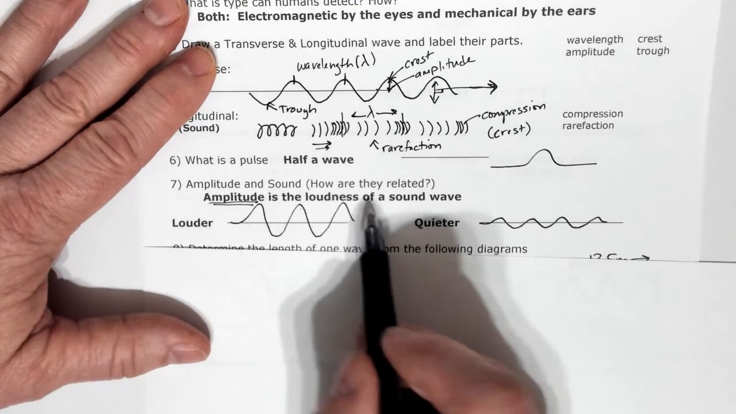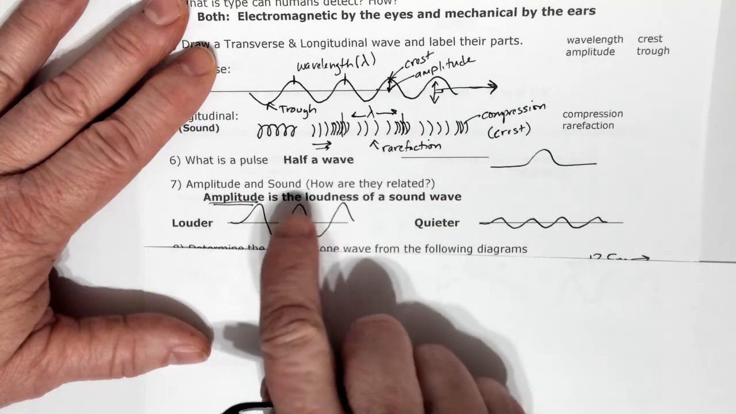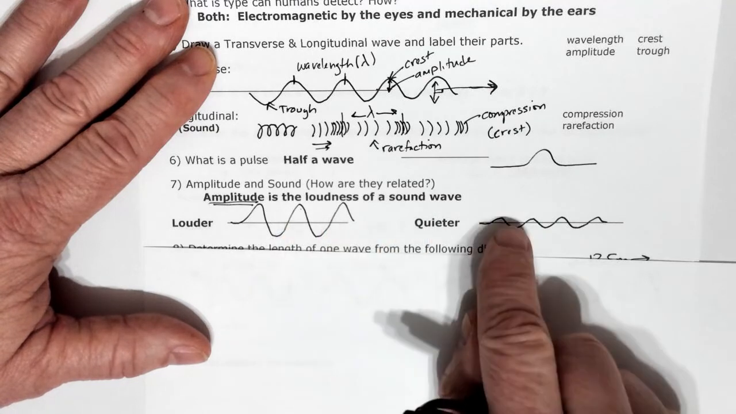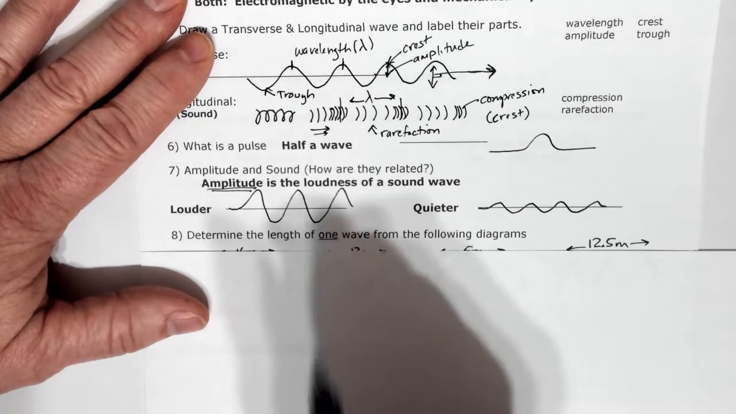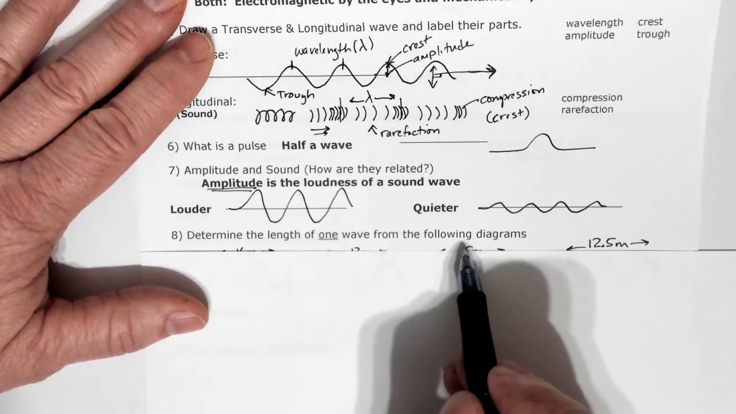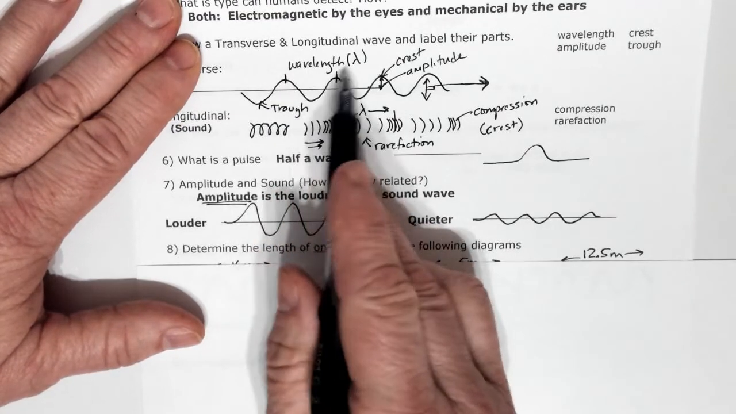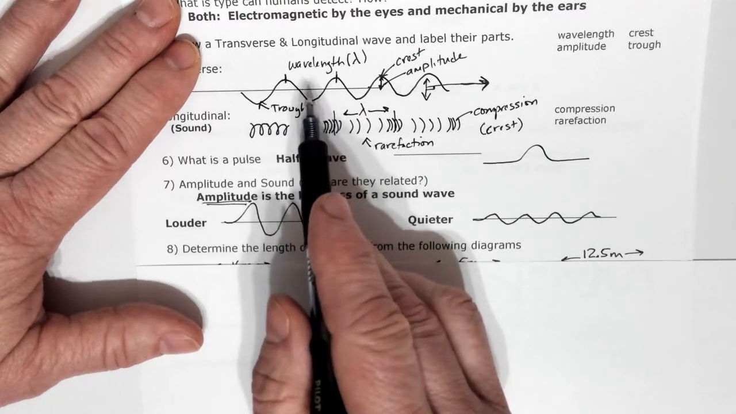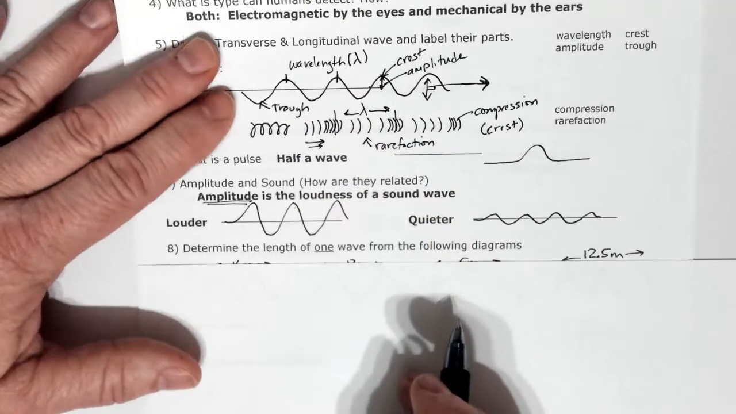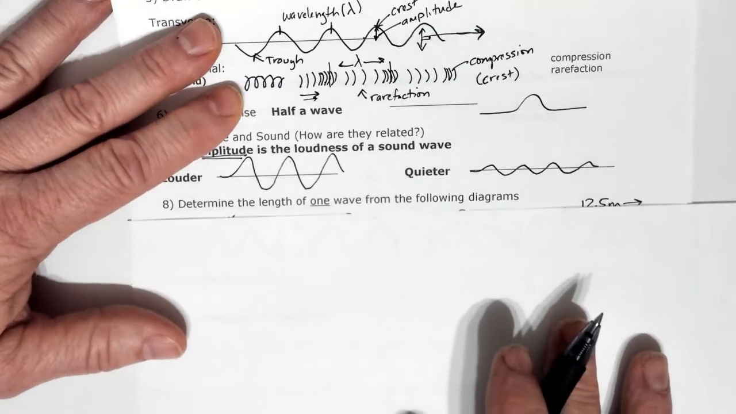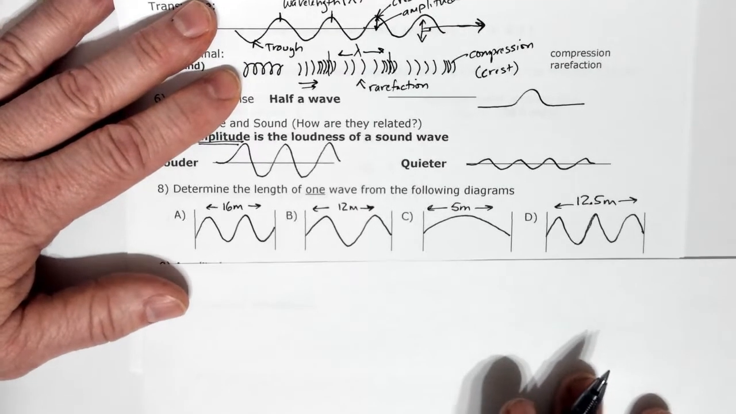It's a louder sound. So on a sound meter, this would be the look versus this for a quieter wave. Okay? So how do we determine the length of a wave? Well, it's pretty simple. You can just measure it. But what if the measurement isn't given for one wave? How could we figure it out? So I'm going to show you a quick little easy trick to figure out the length of these waves.